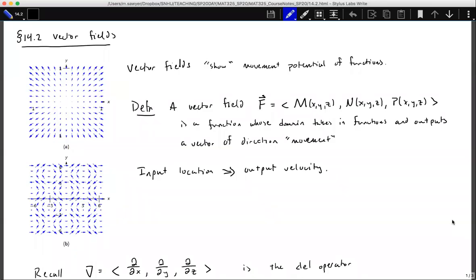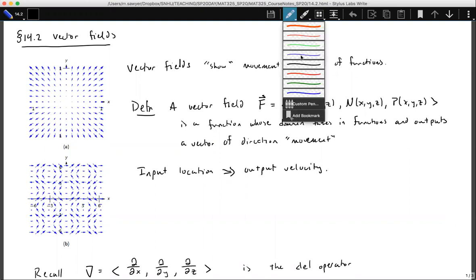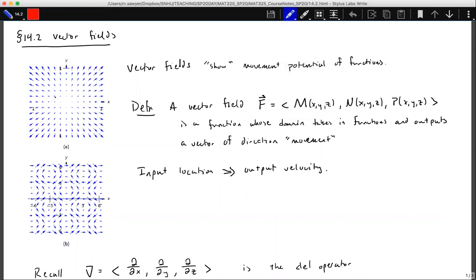Welcome to Calc 3. This is section 14.2 on vector fields. So the idea of vector fields is that they show movement potential for functions. For example, on the left we have two different vector fields, A and B. If I think about a function and I start at a particular point, the vector fields give me an idea of how that function may increase in time.